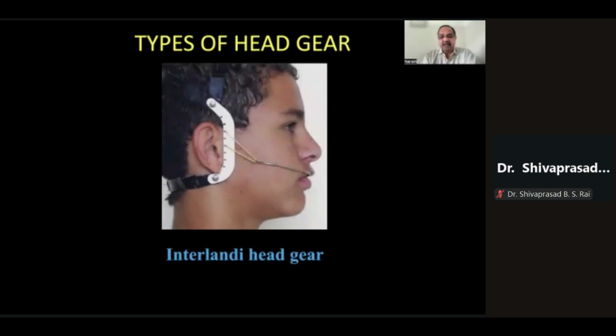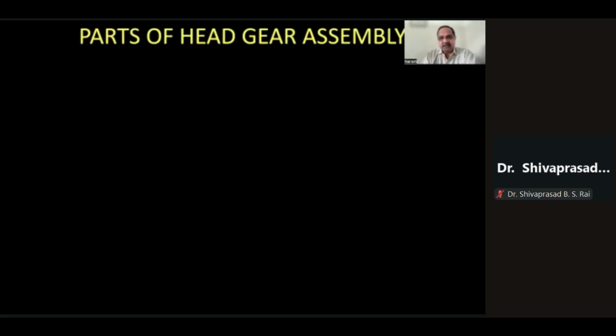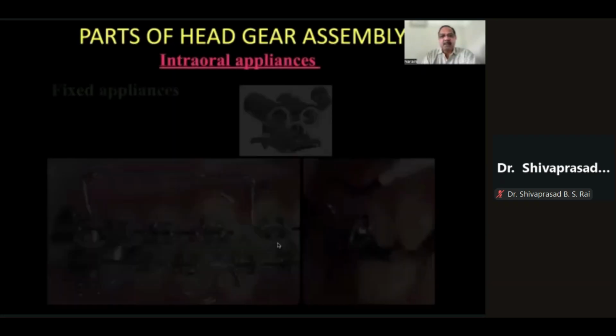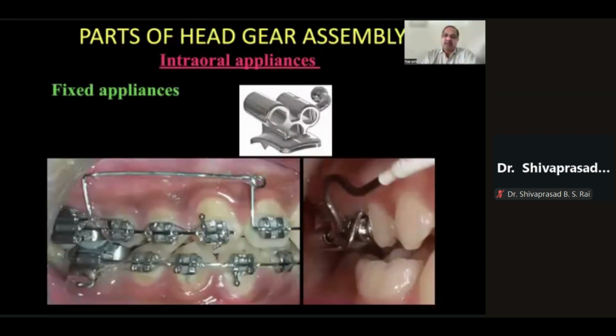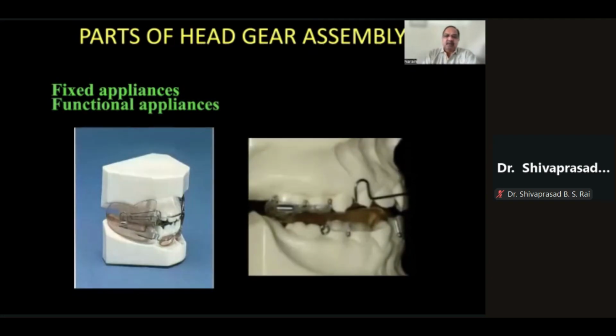The Interlandi headgear is used mainly for distalization purposes. Again, it is a combination of a cervical pull and a high pull headgear. Coming to the parts of the headgear assembly, you have the intraoral appliance and the extraoral appliance. The intraoral appliance could be a fixed appliance where you have a headgear tube into which the outer bow of the headgear inserts, or you can even have headgears fixed onto functional appliances.